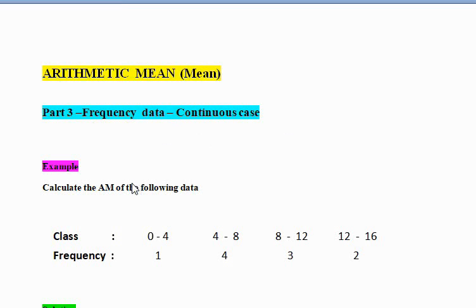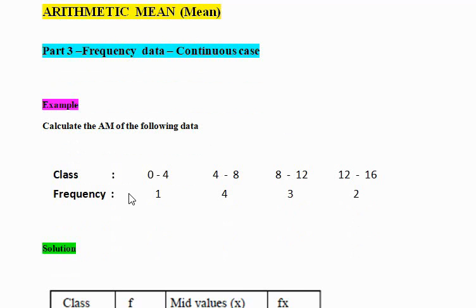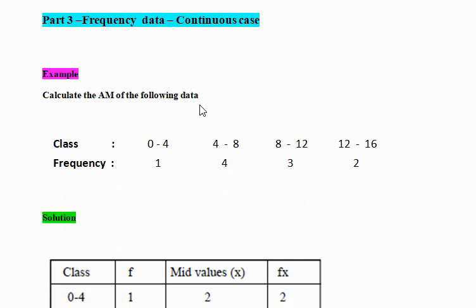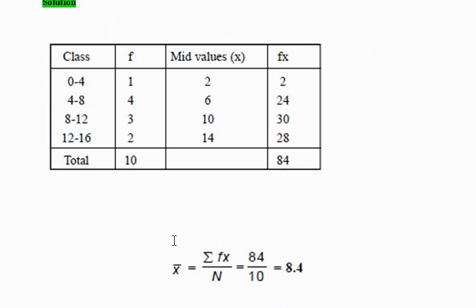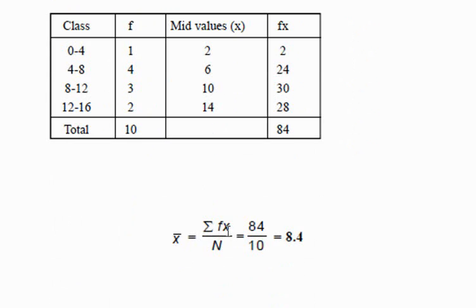So directly we can get into the example. We have to calculate the arithmetic mean of the following data. The classes are 0 to 4, 4 to 8, 8 to 12, 12 to 16, and the corresponding frequencies are 1, 4, 3 and 2. For the solution, we have the formula to find x bar, the arithmetic mean: x bar equal to sigma fx by n.